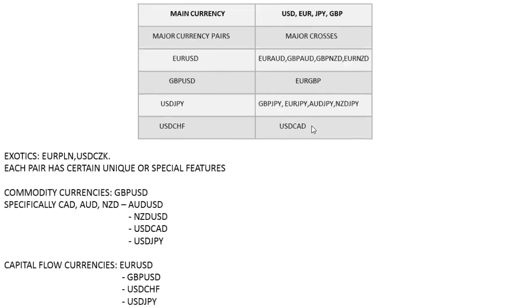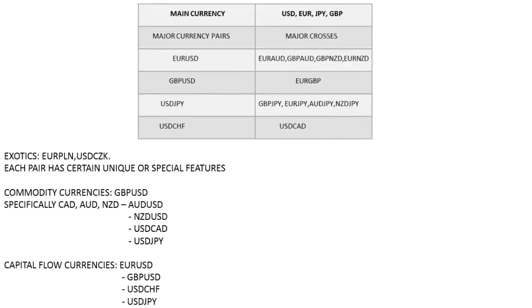And this side we've got your USD CAD, dollar Canadian. Now, if you take a look at your exotics, Euro PLN, USD CZK. I don't trade exotics, so I don't know much about them. You can see here it says each pair has certain unique or special features. These are examples of your exotics. There's a ton of them, but these are examples. And the spreads of exotics are very wide.